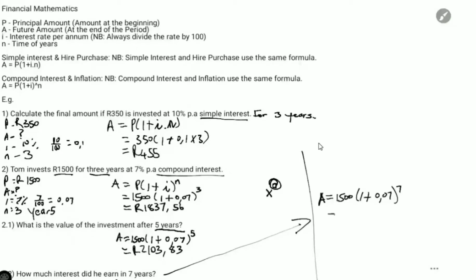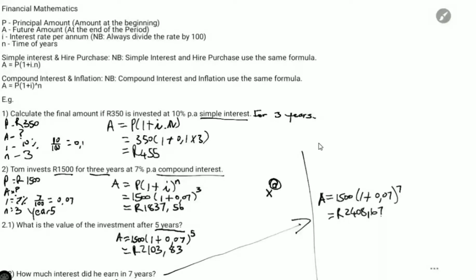We get a total of R2408.67. Remember the R, because it's rands. Now it says how much interest did he earn.